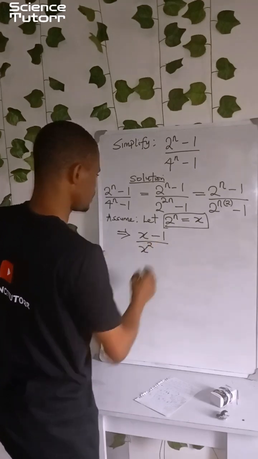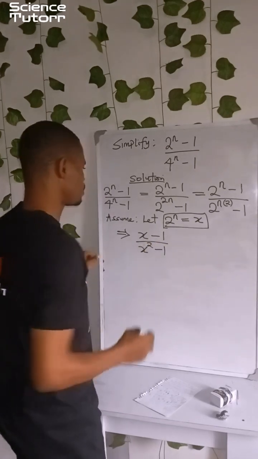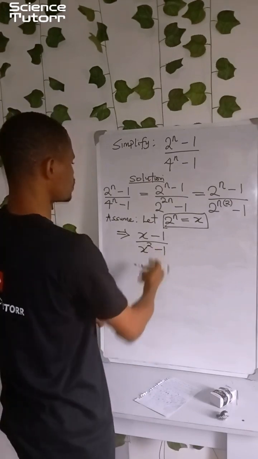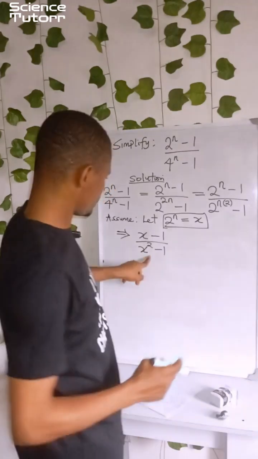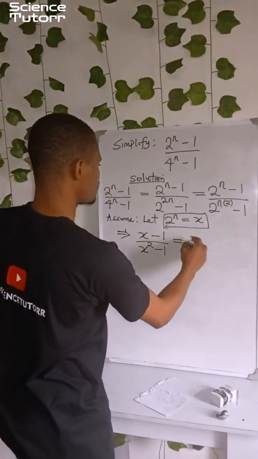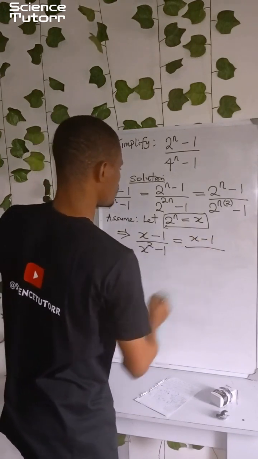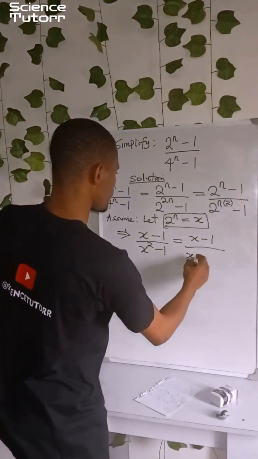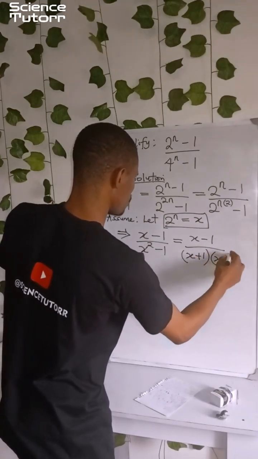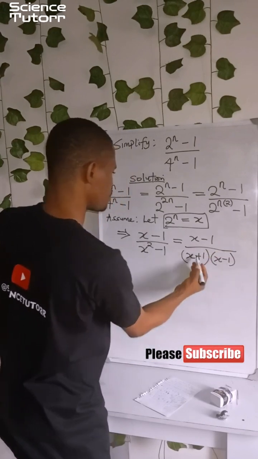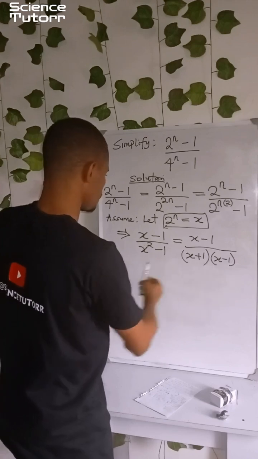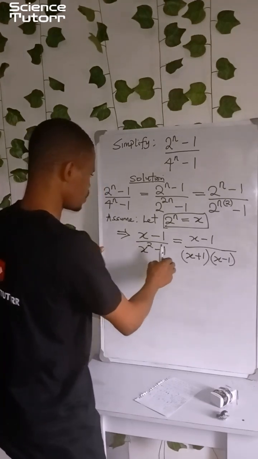I have x square minus 1. So this can be simplified. x square minus 1 is called difference of 2 squares. So I can write this as x minus 1 all over x plus 1 times x minus 1. That is difference of 2 squares: one is a plus and one is a minus. So when this is expanded, you are going to get x square minus 1.